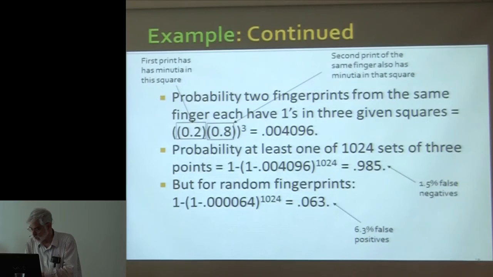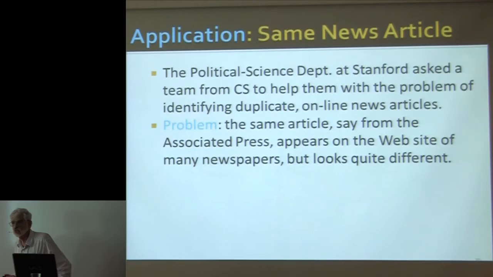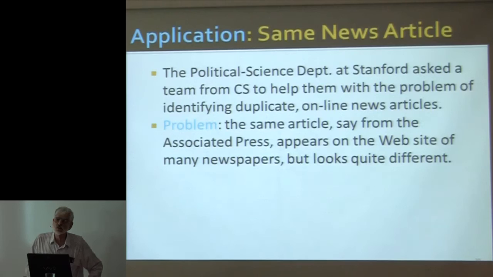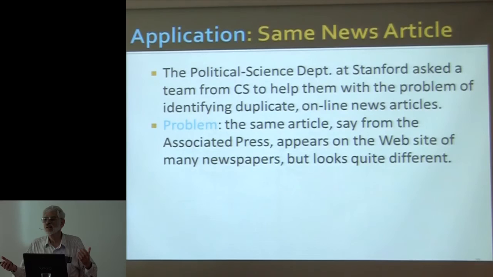Okay, let's see. I've got about 7 minutes to tell you the last story. This was another real story. The poli-sci department at Stanford asked some computer scientists to help them identify duplicate online news articles. They had a collection of news articles, many of which came from the same source. So it's sort of like the plagiarism problem, except it's not really plagiarism.